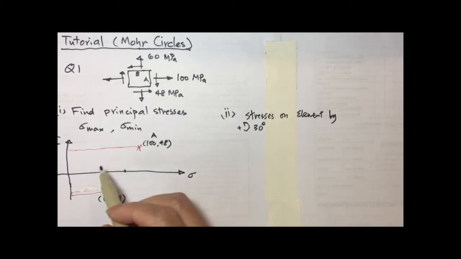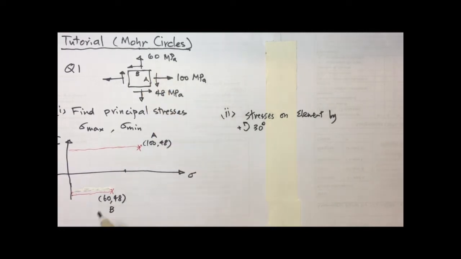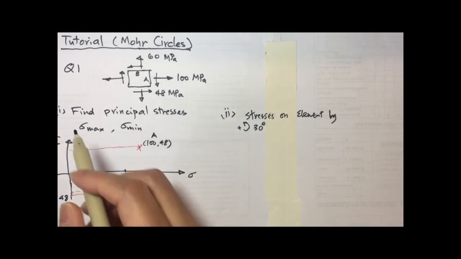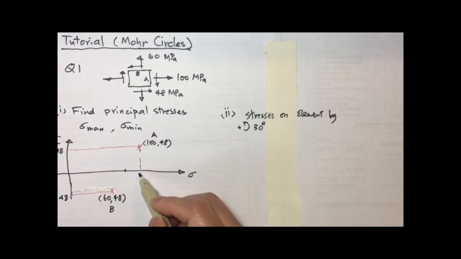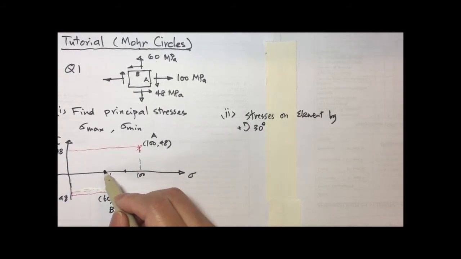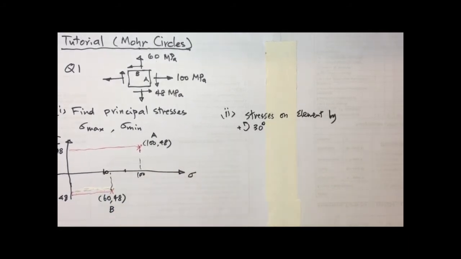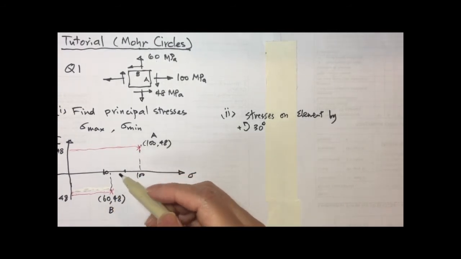And plane B, similarly, right? You have the direct stress 60 and 48. So the direct stress 60, and 48. That's 48. Now that's 100, that's 60, right? So you got the two points here, point A and point B.